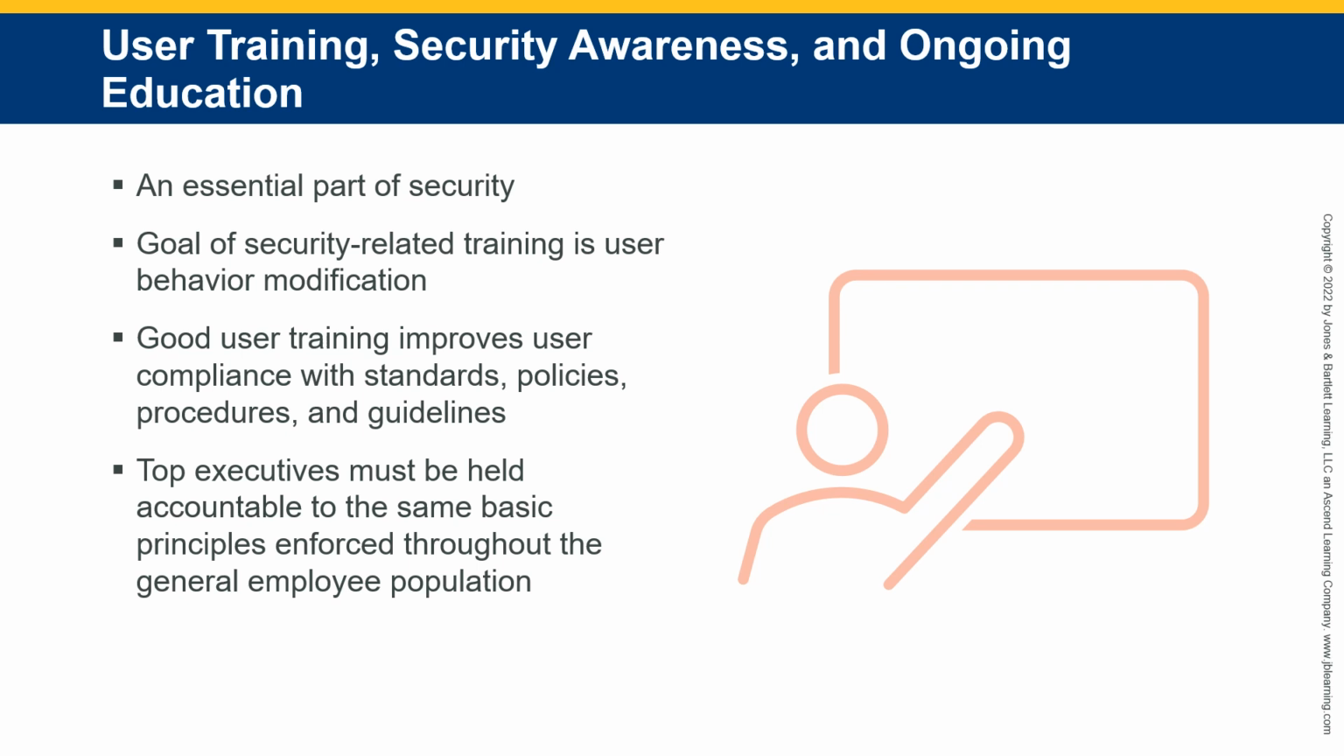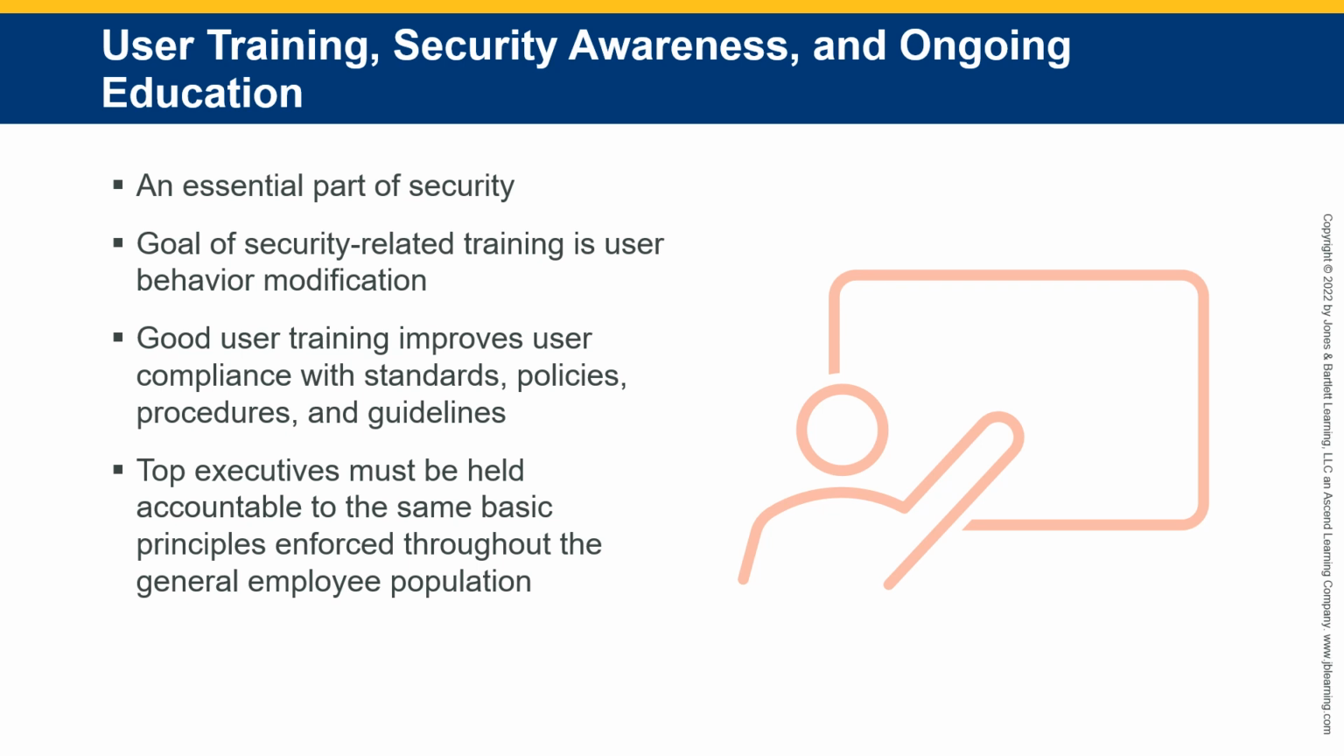So next we talk about the weakest link in all of IT security: people. People are the weakest link. So training, awareness, and ongoing education for people is an essential part of security. The goal of security-related training is behavior modification. We want to teach folks how to do the right thing.